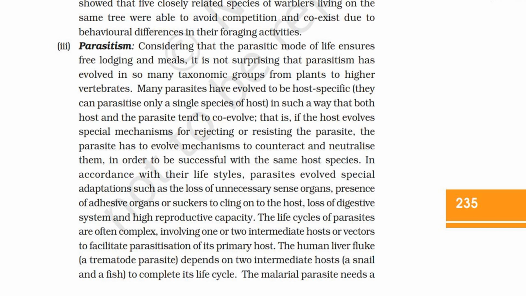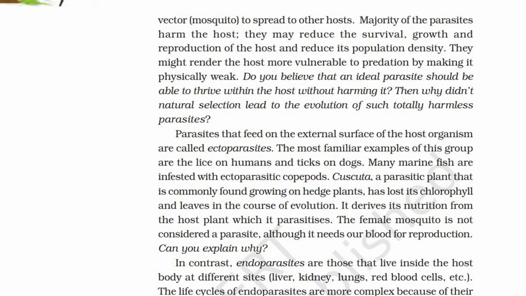In accordance with their lifestyles, parasites evolved special adaptations such as the loss of unnecessary sense organs, presence of adhesive organs or suckers to cling onto the host, loss of digestive system and high reproductive capacity. The life cycles of parasites are often complex, involving one or two intermediate hosts or vectors to facilitate parasitization of its primary host. The human liver fluke, a trematode parasite, depends on two intermediate hosts, a snail and a fish, to complete its life cycle. The malarial parasite needs a vector, mosquito, to spread to other hosts.